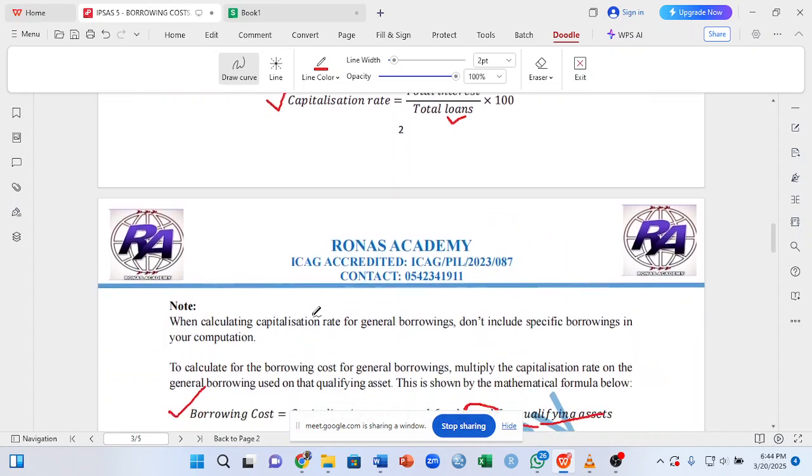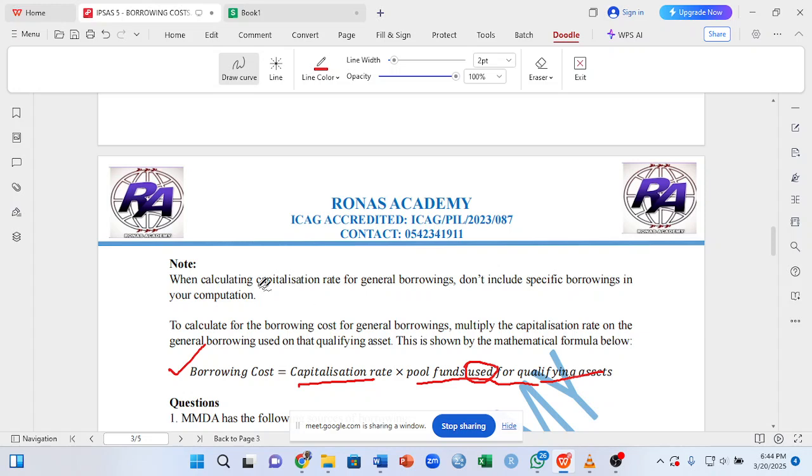Is there a question? Something you don't understand you want me to explain further? Okay. One thing I want you to note is that when you're calculating the capitalization rate, you should not include specific borrowing in your computation. I'm repeating it again: whenever you're calculating the capitalization rate for general borrowing, don't include specific borrowing in your computation. There are some questions where you may be given specific and general together in one question. In that instance, you need to solve for them separately. When you're calculating the capitalization rate for the general borrowing aspect, make sure you don't consider anything specific in that computation. So that's the key thing I want you to note. Any question?